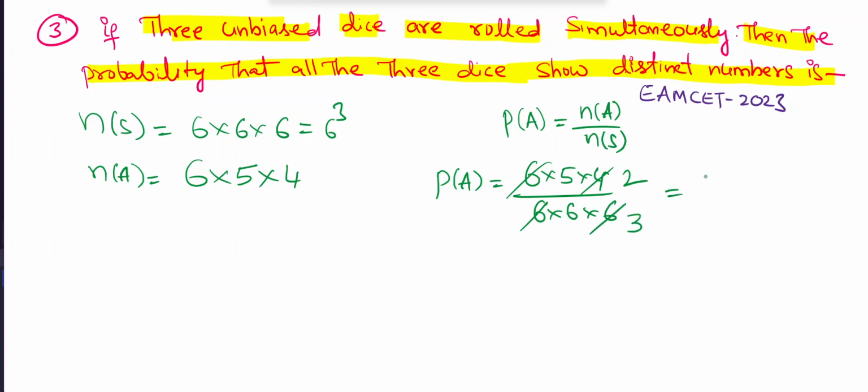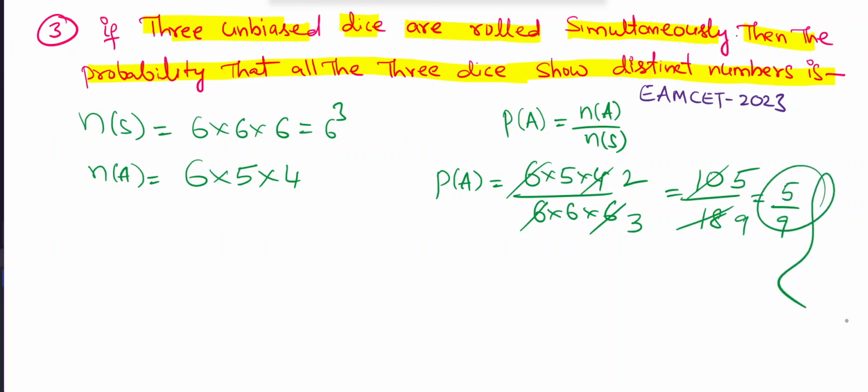That is equal to 5 into 4 by 6 into 6, 2 into 4 and 3 into 6, so 5 into 10 by 6 into 3s are 18. And again 2 cancels. 5 2s are 10, 9 2s are 18. That is equal to 5 by 9. This is the required answer.